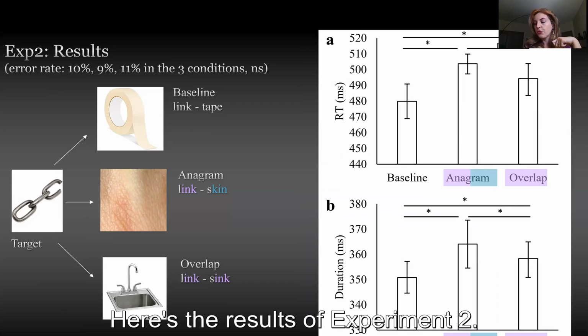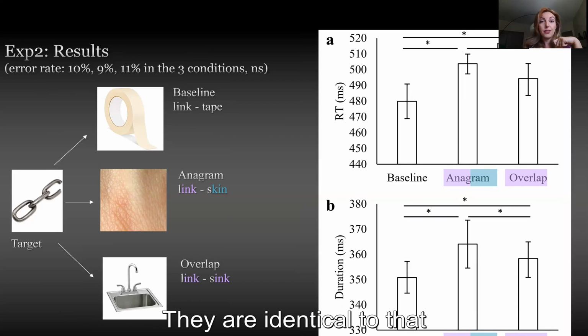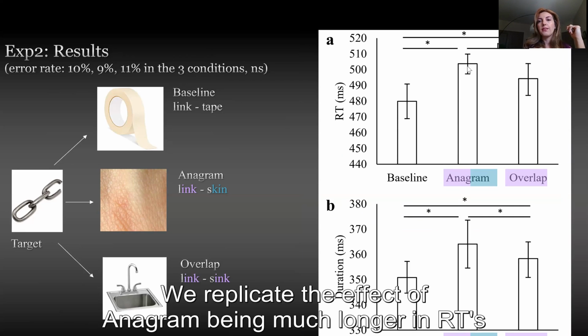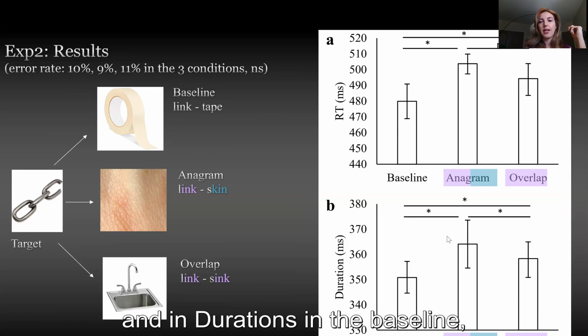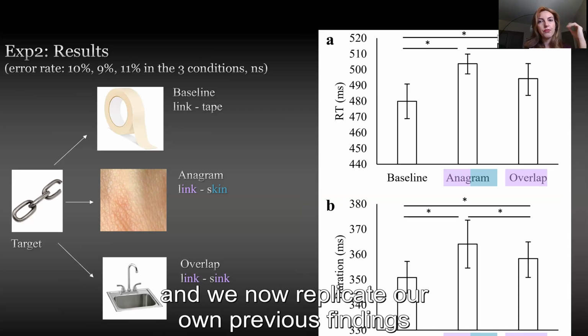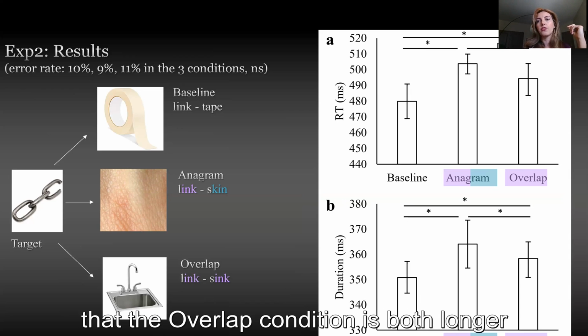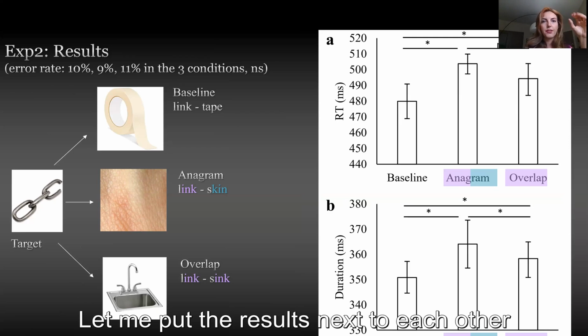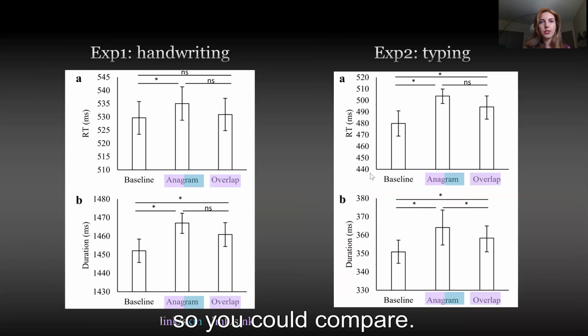They're just typing their response on a high precision keyboard. Here are the results of experiment 2. They are identical to what I showed you in experiment 1. We replicate the effect of anagram being much longer in RTs and in durations than the baseline. And we now replicate our own previous findings that the overlap condition is both longer than the baseline and has a longer duration.